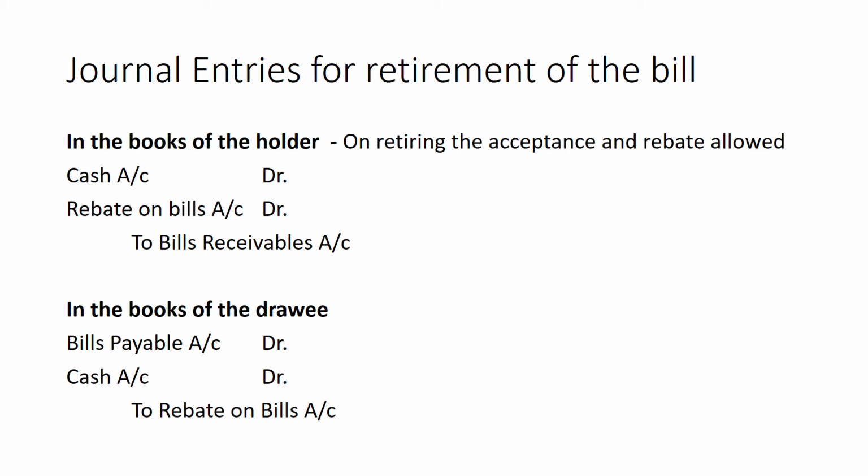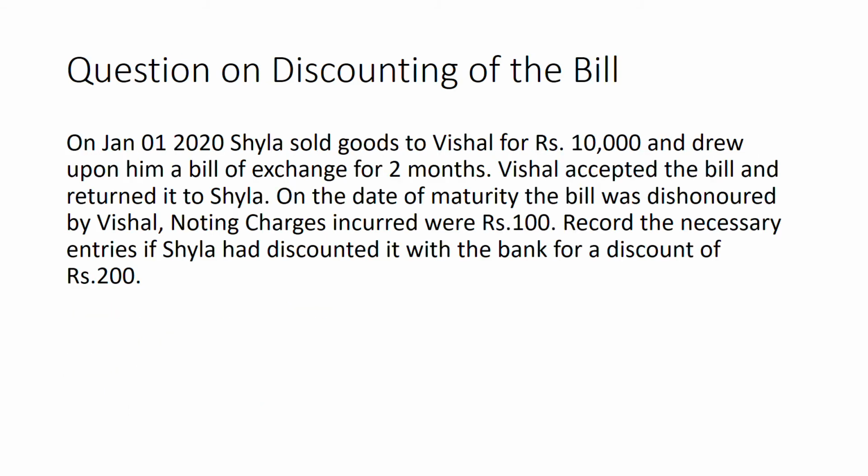Let us understand how to provide for treatment of retirement of the bill with the help of a problem. On January 1st, 2020, Shaila sold goods to Vishal for rupees 10,000 and drew upon him a bill for 2 months. Vishal accepted the bill and returned it to Shaila. On the date of maturity, the bill was dishonored by Vishal. Noting charges incurred were rupees 100. Record the necessary entries if Shaila had discounted it with the bank for a discount of rupees 200.